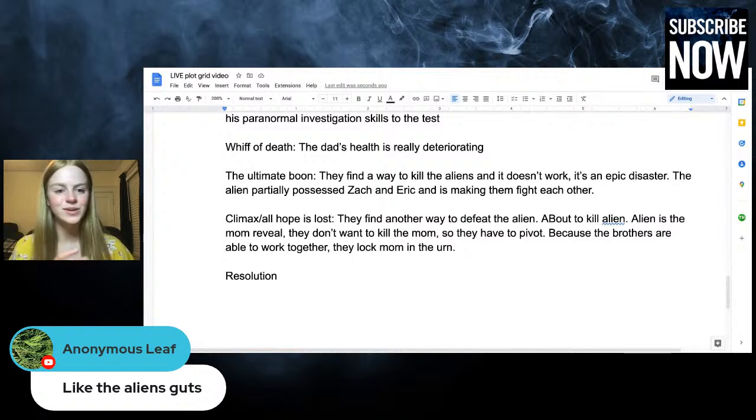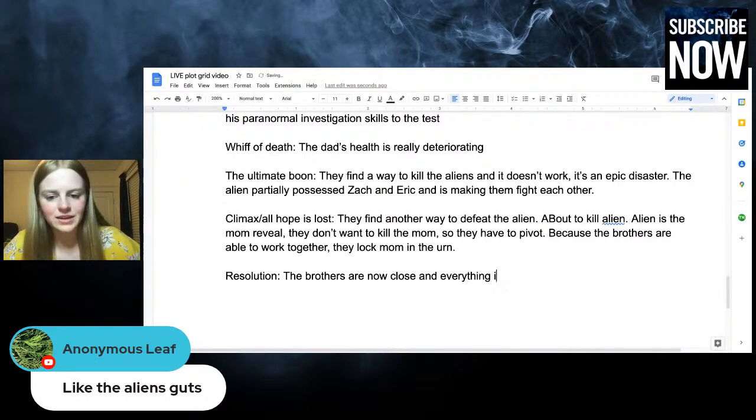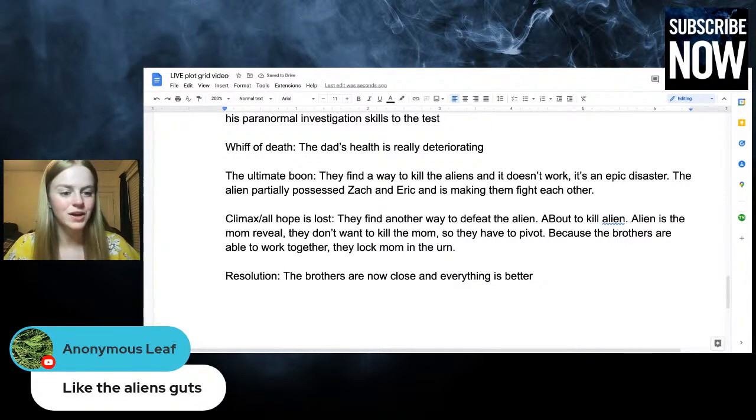The story is about the brothers, not necessarily about the alien. So the resolution is that the brothers are now close and everything is better. Obviously they still miss their mom, but now they've been able to heal their relationship and overcome that trauma. Oh, and they save their dad.